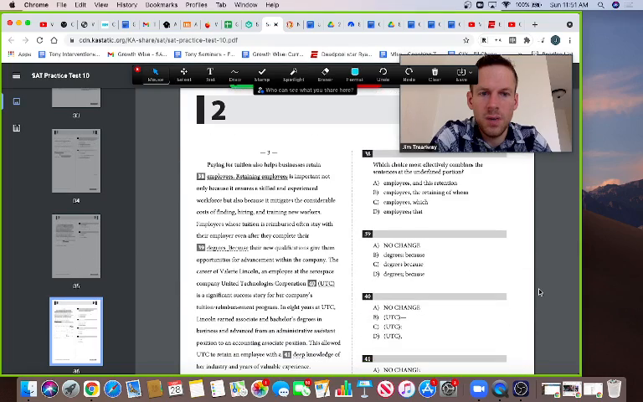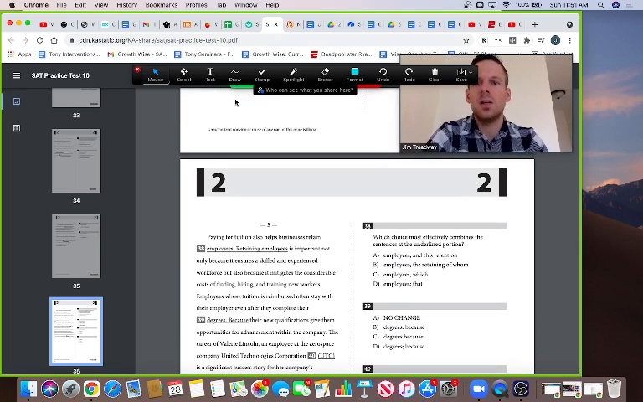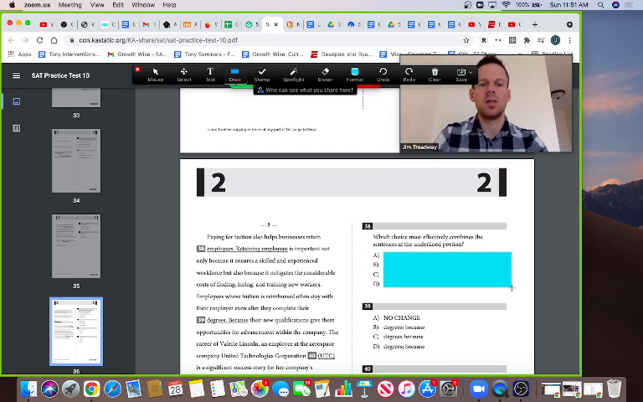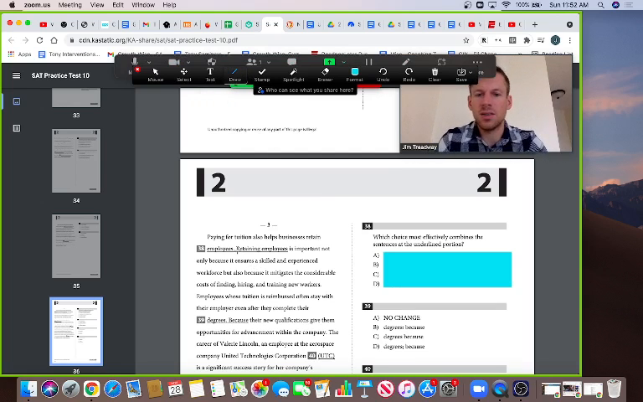One more in here. There we go. 38 is another one. So for 38 we'll cover the answers. Which one most effectively combines the two sentences? All right, so let's read it. Paying for tuition also helps businesses retain employees. Retaining employees is important not only because blah, blah, blah. So that retaining employees thing, that's totally redundant. I am not liking that.